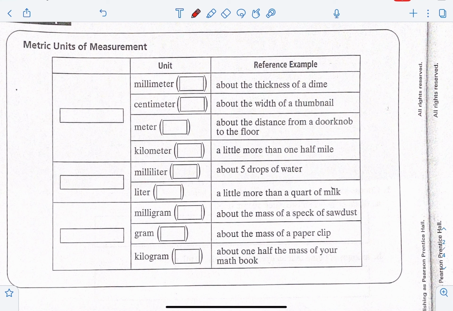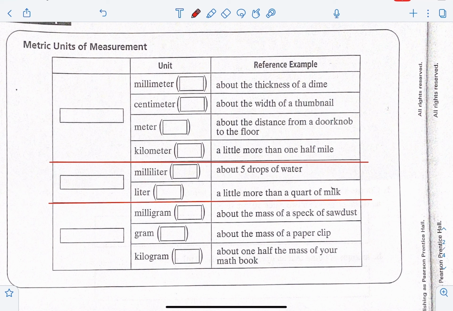what their representations are. So notice first that there are three main sections. The first section has millimeter, centimeter, meter, and kilometer. Then let's put the abbreviations in.